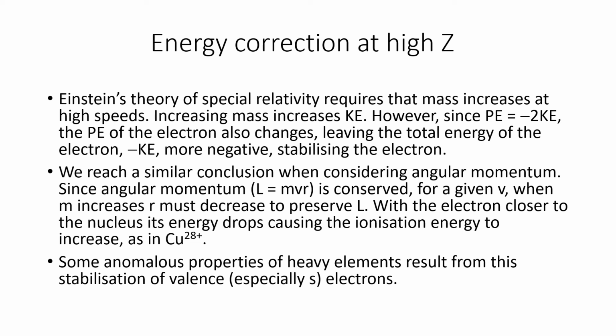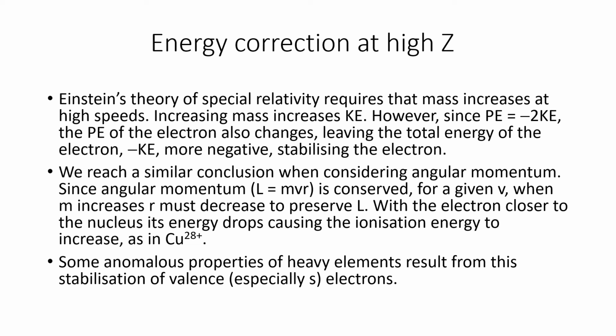So if you increase mass, then you must also be increasing kinetic energy, half m v squared. But we've already met the idea that the kinetic energy and the potential energy are related, the potential energy being minus twice the kinetic energy. So if the kinetic energy scales up, then the potential energy follows it, using that relationship there. And so actually the total energy, which would be minus kinetic energy, actually then becomes more negative, and this stabilizes the electron. And so that therefore leads to a higher ionization energy than you would have predicted, as we saw before with the copper 28 plus.